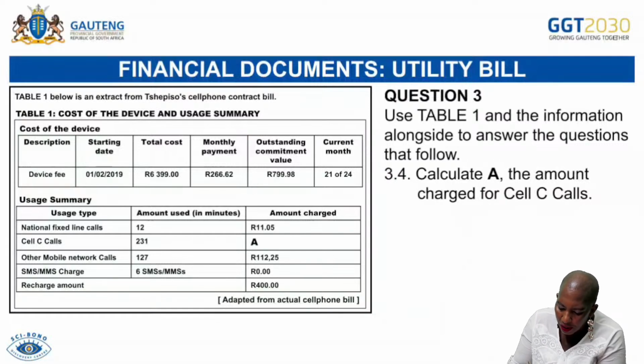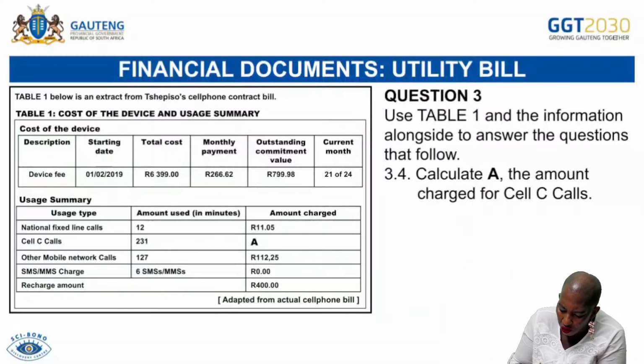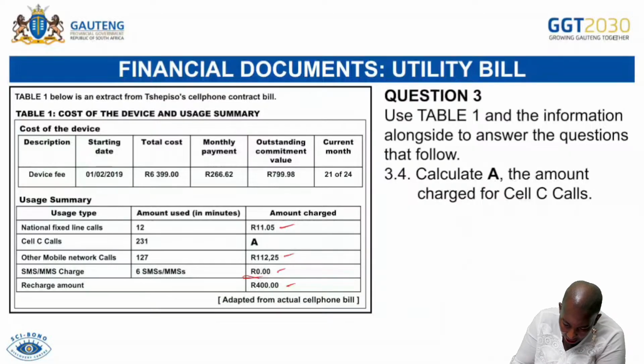As you can see, it says calculate A, the amount charged for cell C calls. So now how do we get to calculate the value of A? Now it says here the recharge amount is 400 rand, ne? And then SMSs are free, and also the other mobile network cell calls, it's 112, and then here the national calls, it is 11 rand 5 cents. So meaning here it is the total amount.